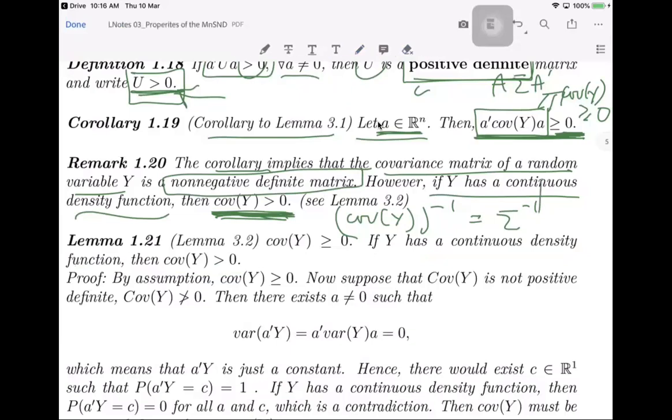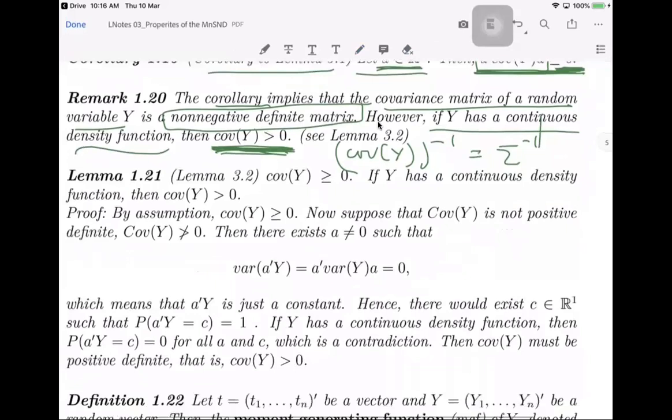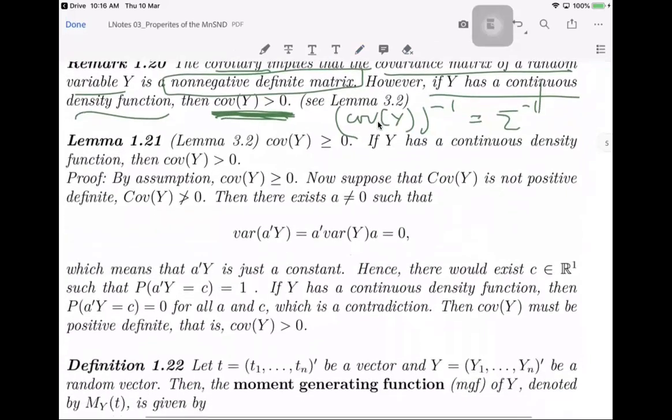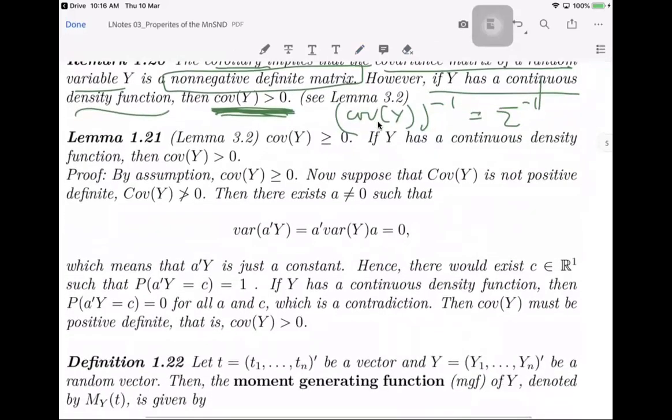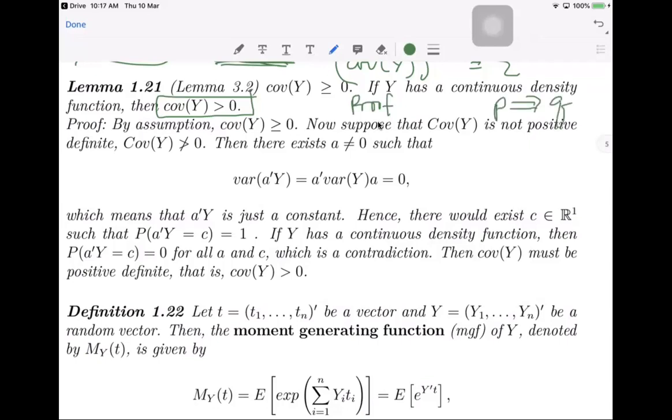So how do we prove this? We prove this by contradiction. Suppose it's not positive definite. Proof by contradiction starts with supposing it is not true. So P implies Q, and by contradiction, not Q implies not P. If you can show this, this is proof by contradiction.